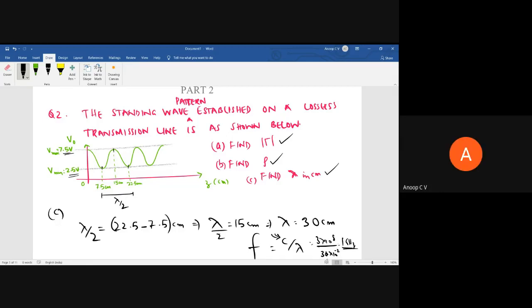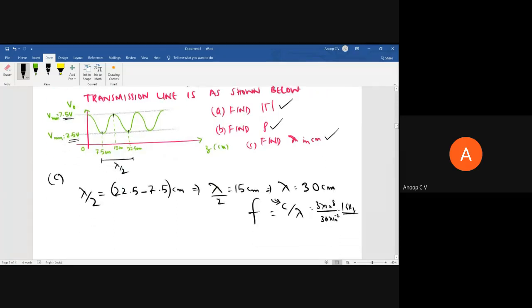So this is what you will do in your lab, right? You'll find the positions of adjacent maxima or adjacent minima. You'll note down the values and the positions. Then from that you can find the guided wavelength, right? So that is the first thing.